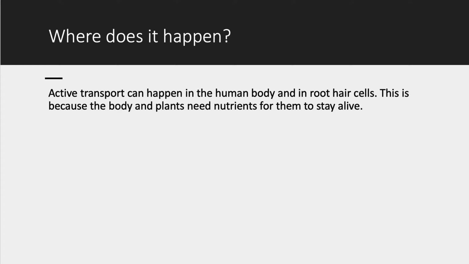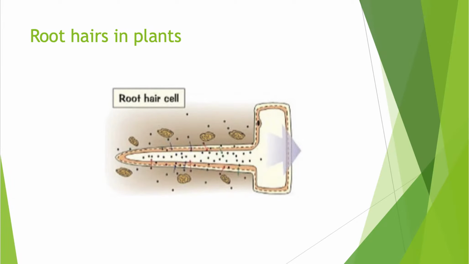So where does it happen? It mainly happens in the human body and the root hair cells in plants, and this is because our body and the plants need nutrients to stay alive. Without food we can't stay alive. So there are two main places where active transport can happen. It can happen in plants and in the gut.